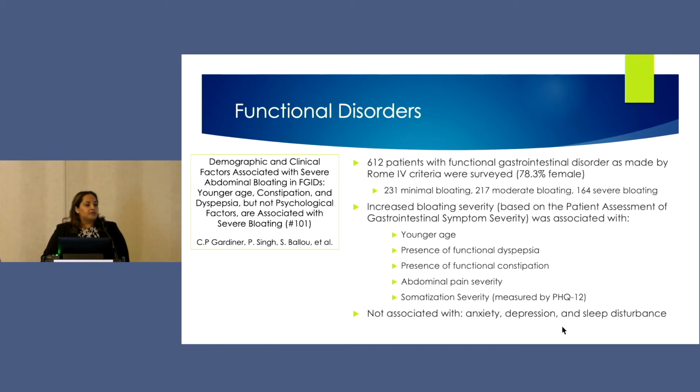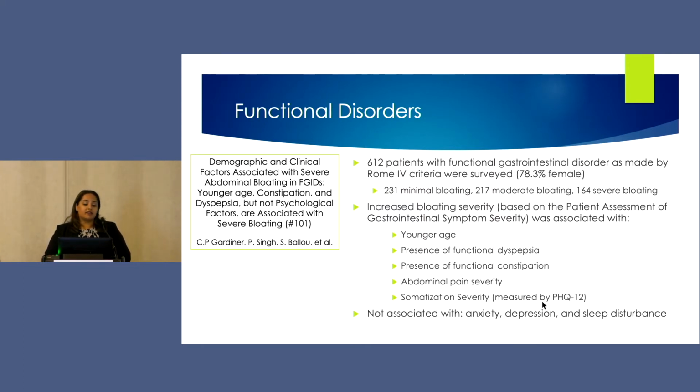This was a little more of an observational study, looking at patients with functional gastrointestinal disorders who met Rome 4 criteria. About 80% were female. They wanted to see if there were specific factors associated with increased bloating. By multivariate analysis, they found increased bloating in younger patients, those who had functional dyspepsia, functional constipation, those who had increased abdominal severity, and those who had more severity on the PHQ-12 somatization study. There was no association with anxiety, depression, and sleep disturbance.